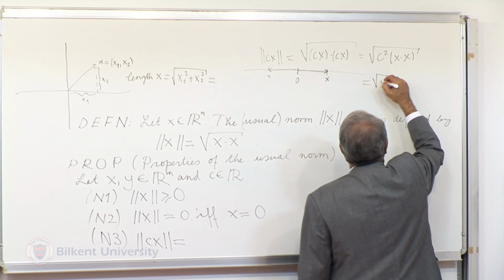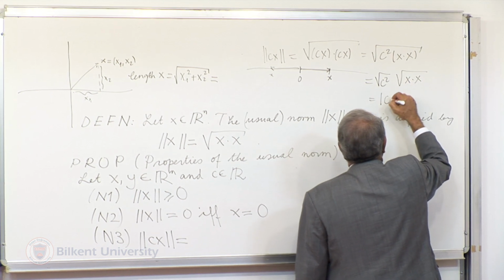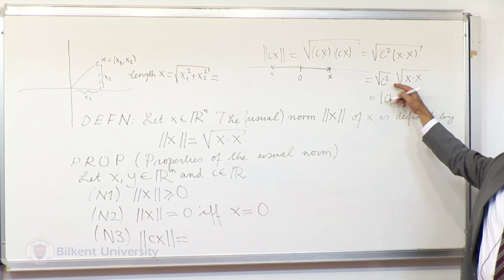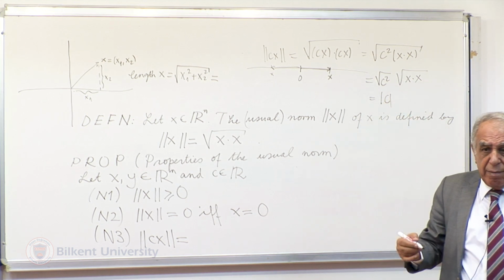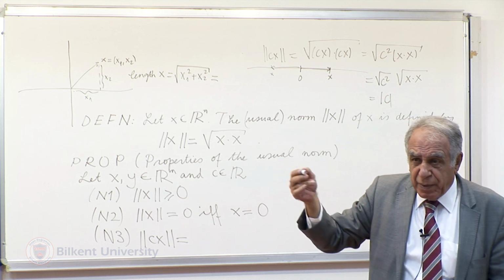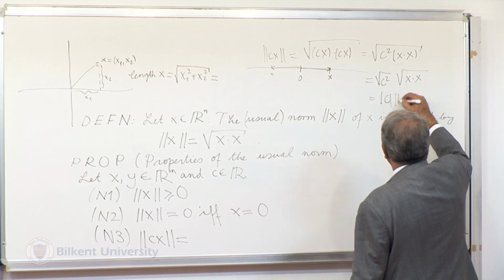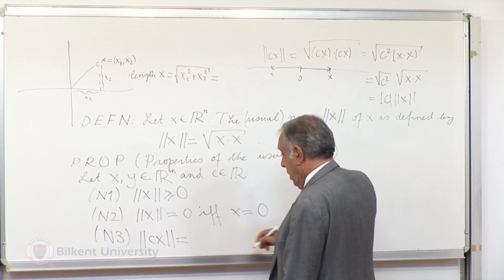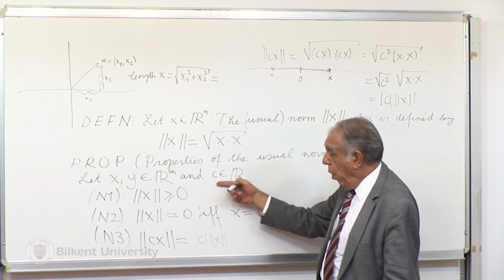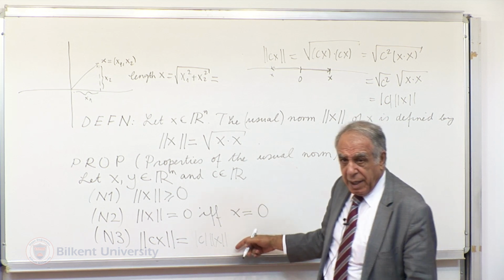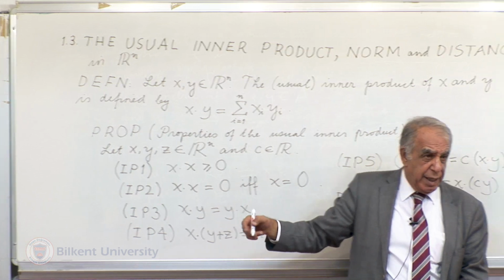But this will be square root of c squared times square root of x dot x. This will be the absolute value of c, okay? Because if c is, for example, minus 1, square is 1, square root of 1 is 1, and not minus 1, it's not c. And this is just the norm of x. So in fact, all these three properties easily follow from the inner product properties in here.